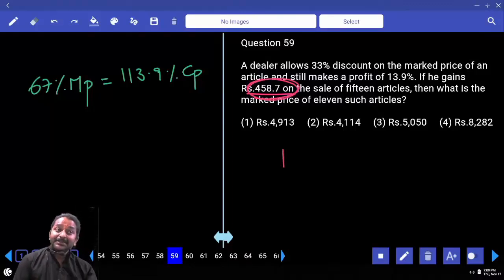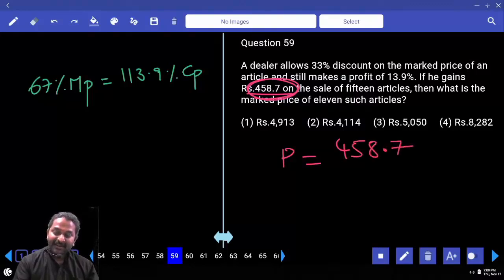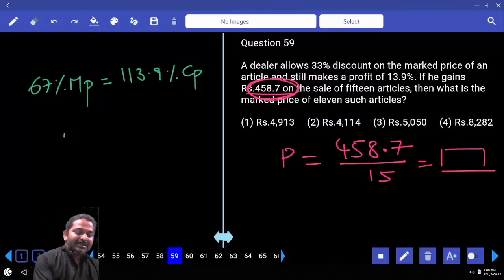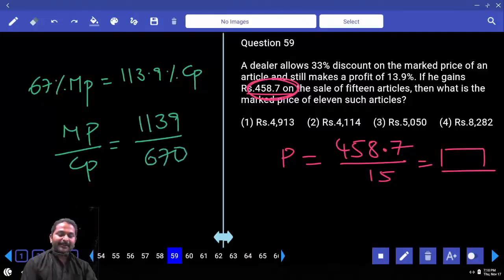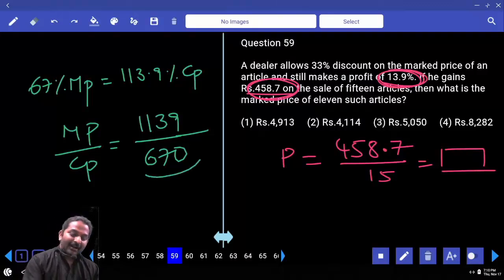Yes, profit on how many items? So for one item, profit is equal to 458.7 divided by 15. You'll get the profit here. Now from this market price by cost price, you'll get the value here. 1139 by 670. You can simplify that. Simplify chesin tarvata, there is a profit of 13.9% upon 670.